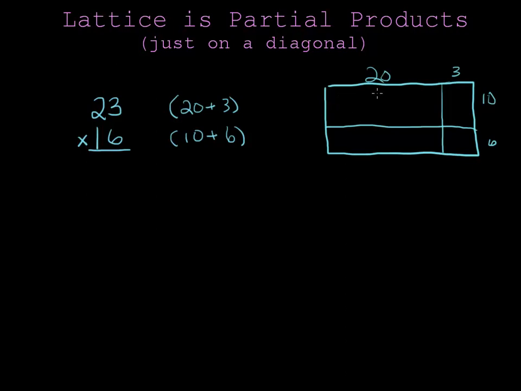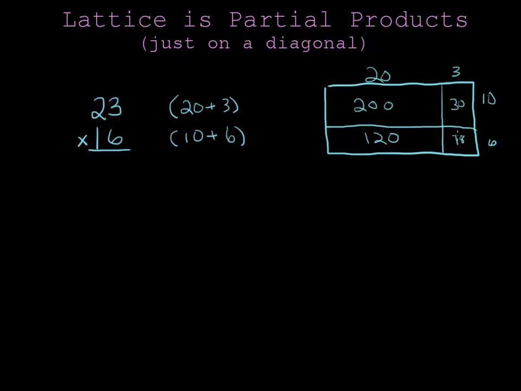In this first rectangle, I have a rectangle that is 20 units long and 10 units wide, so that's 200 square units inside. In this rectangle, I have 3 units long, 10 units wide, so that's 30 square units inside. In this little rectangle here, I have 3 units long, 6 units wide, so that's 18. And in my last rectangle, it is 20 units long and 6 units wide. 20 times 6 is an extended base fact. 2 times 6 is 12. And I add a 0 to account for the fact that it was 20, not 2.